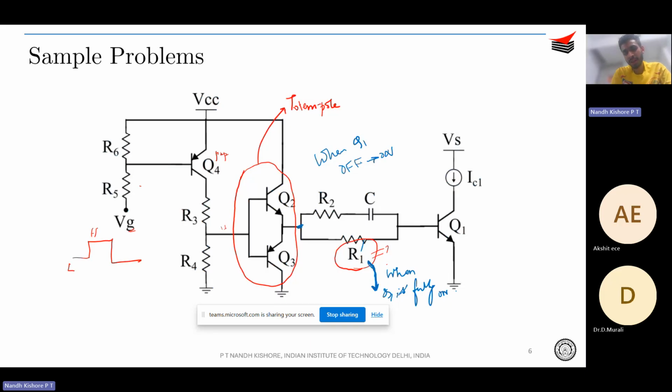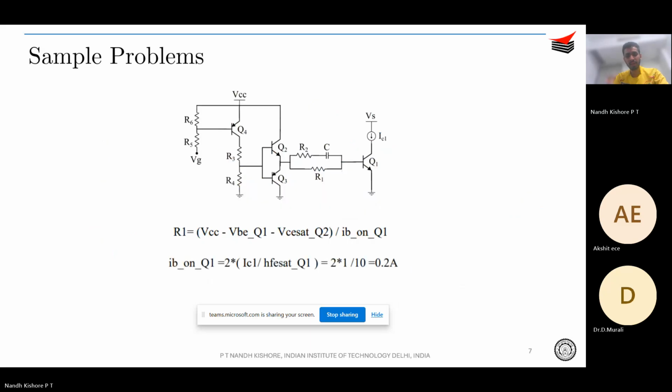R1 would be this voltage minus this voltage divided by the current. Okay. The current is IB on because it comes into play when it is fully turned on. You know this voltage is VCC minus VC at Q2, and the voltage over here is simply VB Q1. Okay. And then the current is going to be IB on. IB on is basically 2 into IC by beta for Q1. Okay. Simple, right? That is 2 into IC1 by HFE sat at Q1.